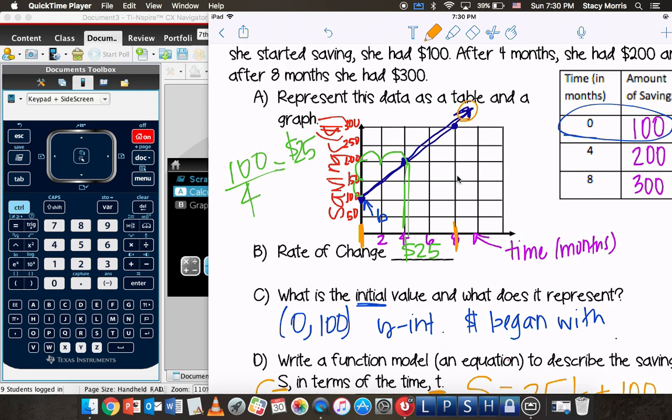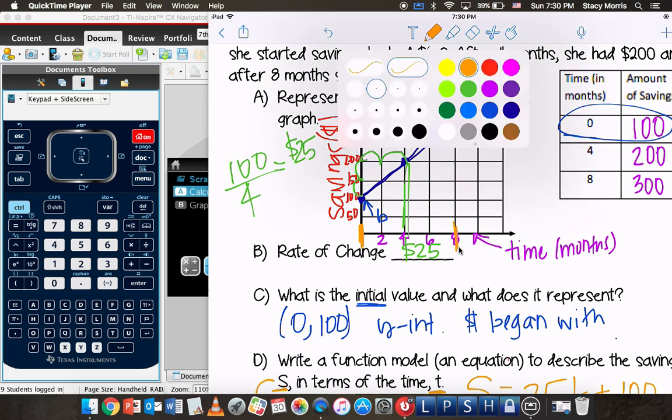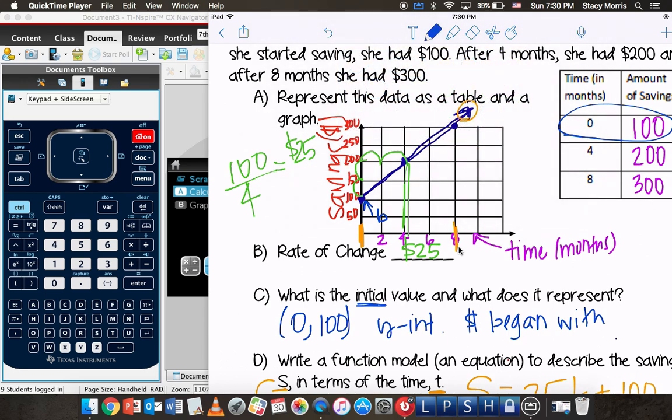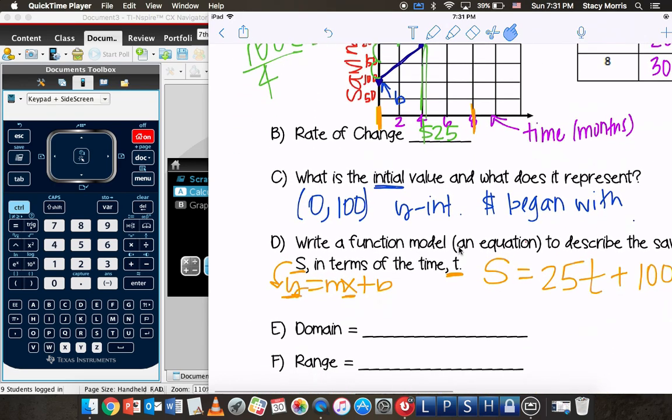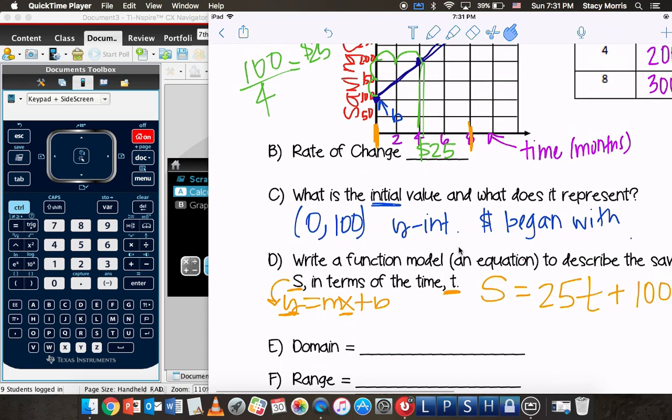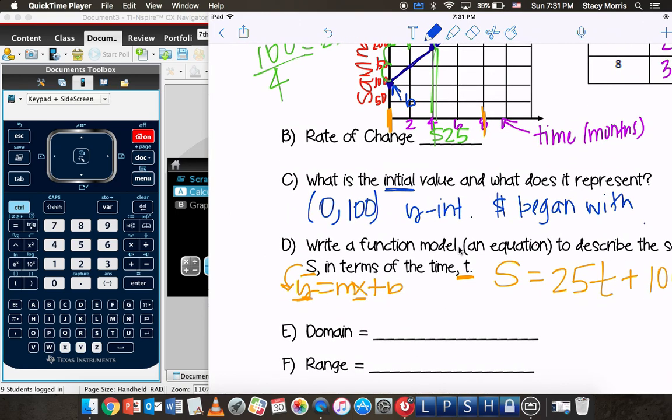So we're going to say she stopped saving at 8 months, just for the sake of making this domain a little bit easier. Our domain is x, which is time, and it goes from 0 to 8. So the time is greater than or equal to 0 months, but less than or equal to 8 months. And for that same period of time, then it wants her range.